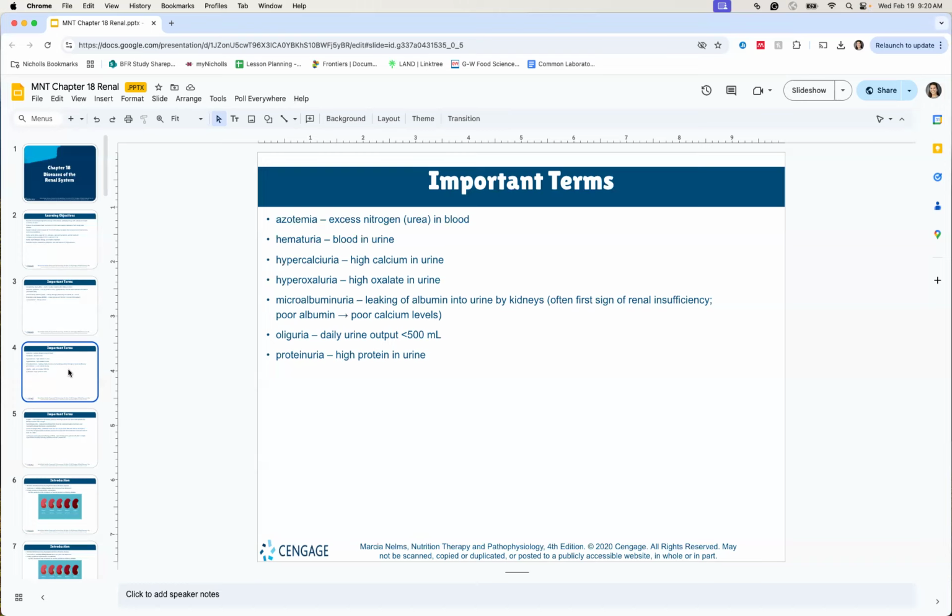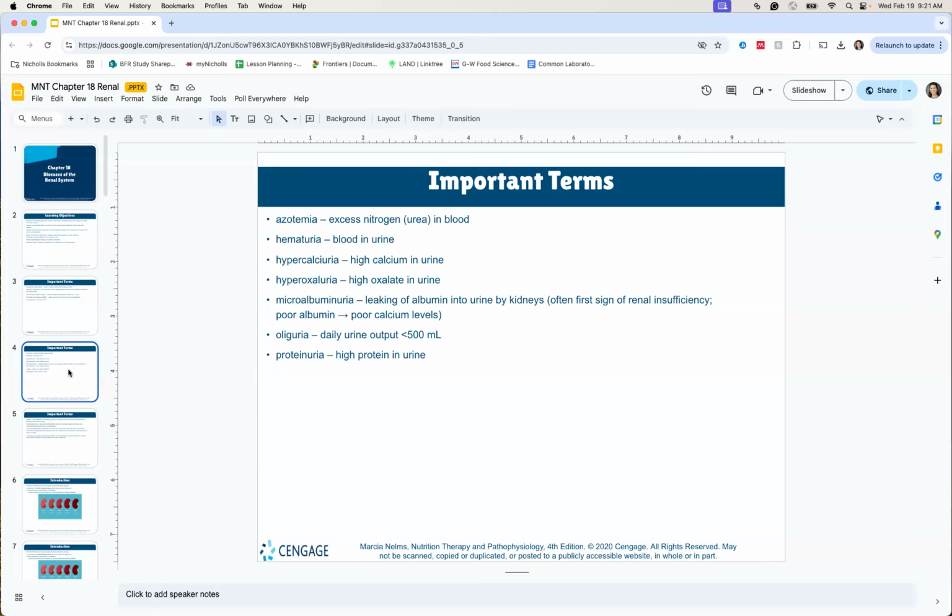Microalbuminuria is the leaking of albumin into the urine by the kidneys. This is often one of the first signs of renal insufficiency. And whenever we see poor albumin status, we already mentioned we often see edema, but something else that we also see is poor calcium status because albumin acts as a carrier for calcium. One of the themes that we're going to discuss when we get to CKD is the connection between renal insufficiency and bone disease. So think about this and put that in your back pocket.